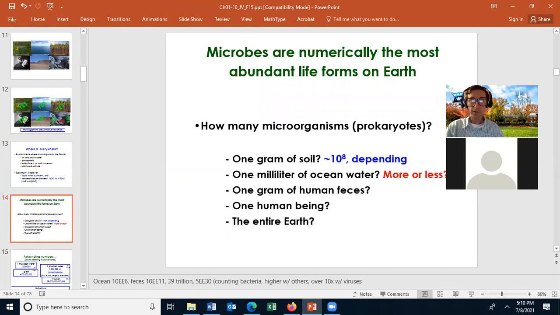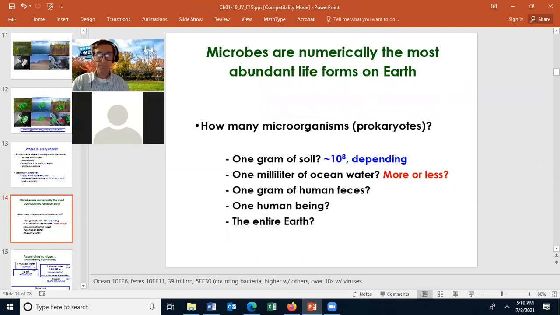Microbes are numerically the most abundant life form on the planet. How many microorganisms are there? And I'm talking about prokaryotic cells only. In 1 gram of soil, you can find 1 times 10 to the 8th cells.